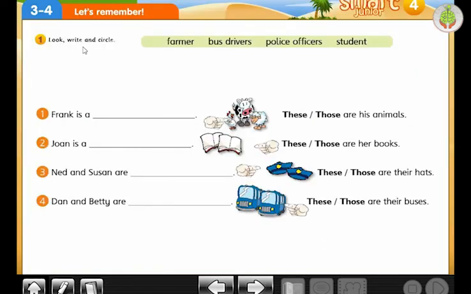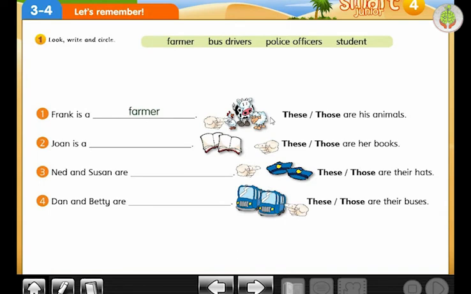Look, write, and circle. First, we have these words in the box. Farmer, bus driver, police officers, students. Number 1. Frank is a... These or those are his animals. Okay, so first, what's his job? What's his profession? He's a farmer. Very good.